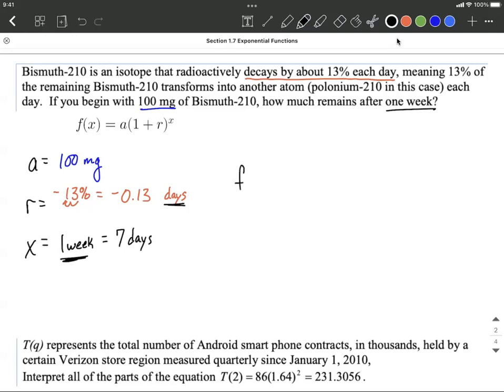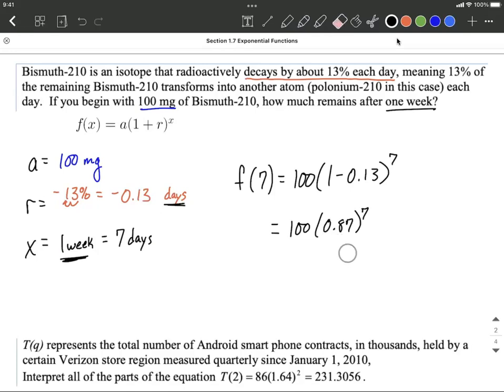All right, so our function is going to be f of 7 equals 100 times 1 plus a negative 0.13, or minus 0.13, raised to the 7th power. Now if we reduce down a little bit, we can say 1 minus 0.13 is 0.87 raised to the 7th power. Things are getting smaller, so do note this base b is between 0 and 1. If things are getting bigger, that's going to be bigger than 1.